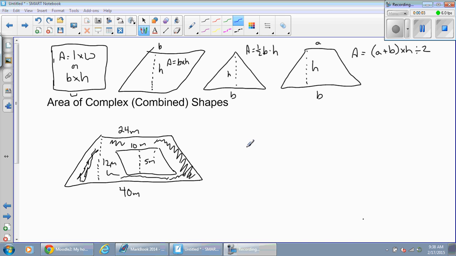Okay guys, last time we introduced the idea of combined or complex shapes. This is the second video for this stuff. Instead of finding a shape that's been added to another shape, we're going to find what happens when we punch a hole through another shape.